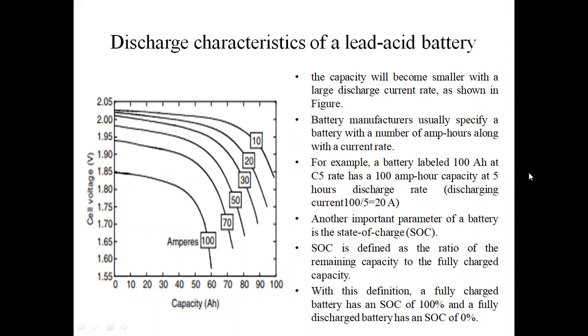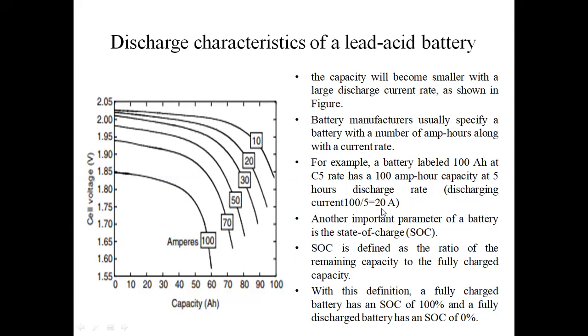Okay, if hours are increasing, for example 10 hours, the battery capacity is 10 amperes. 10 amperes will decrease within 10 hours.